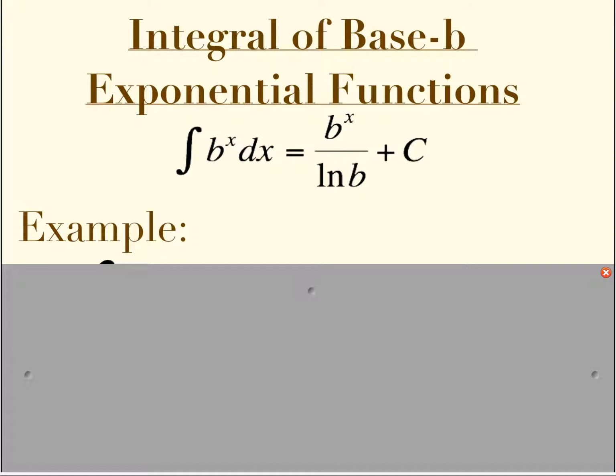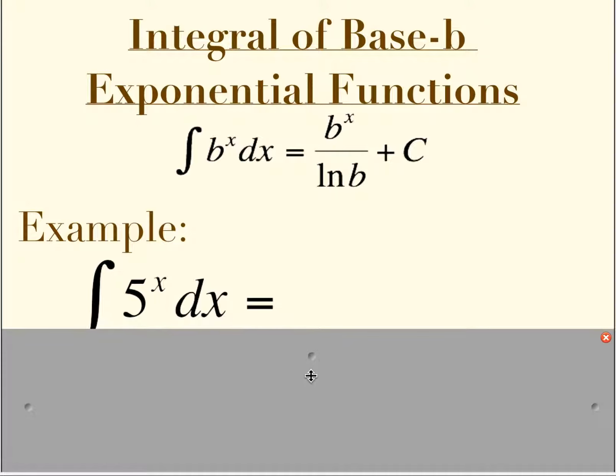The integrals of other exponential functions that don't have a base e. So remember, the derivative of b to the x is b to the x times natural log of b. And because there isn't that natural log of b here, I need to divide by that. If you were to do the derivative of this, the bottom is just a constant, so it would just be b to the x, because the natural log of b's would cancel one another out.